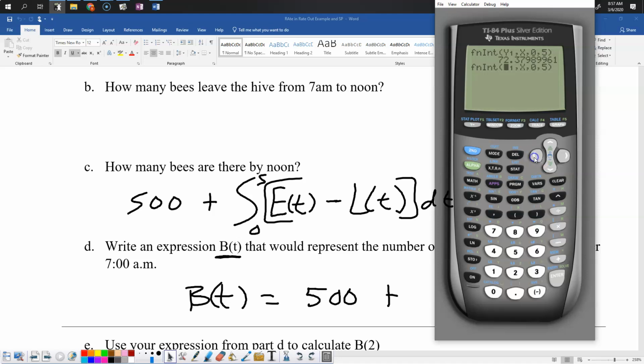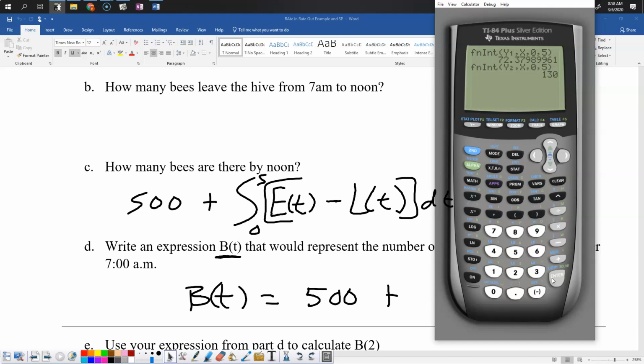All right, so going back to y1, let me try that again. Variables, y variables, 1, and I want y2. There. So I didn't have to type the whole thing again. And this one turned out pretty clean. The answer is 130. So go ahead and put your answer there for part B: 130 bees have left the hive. So by noon, 72 bees came in, and 130 went out.